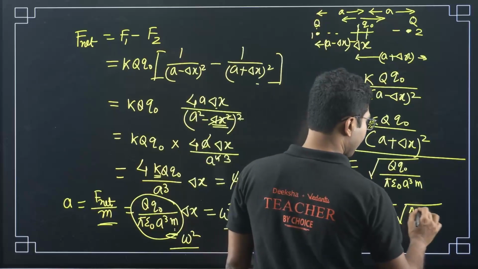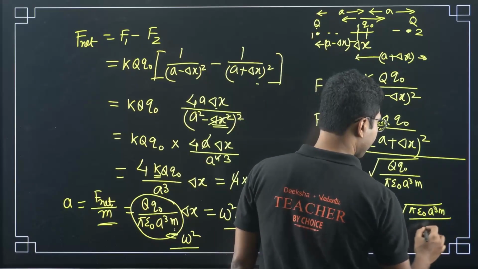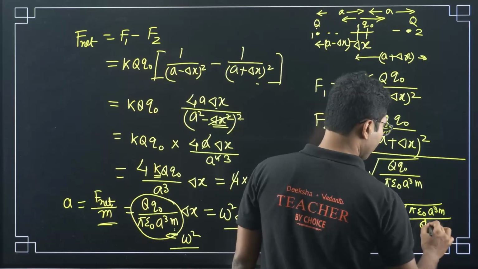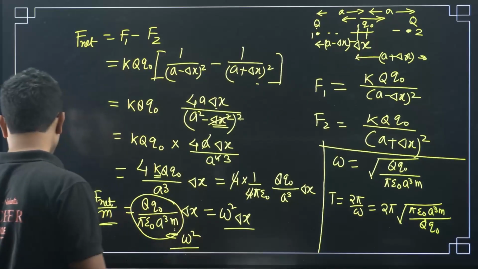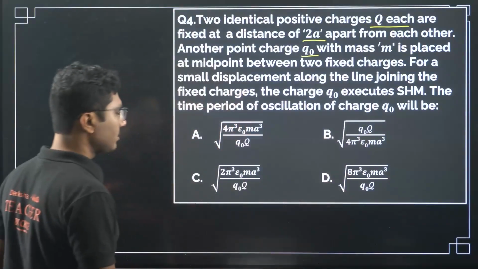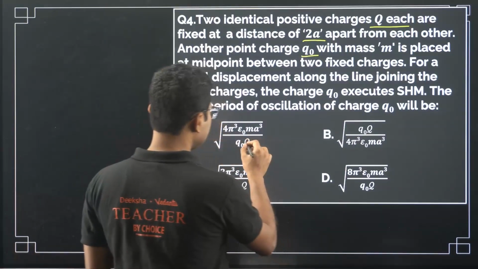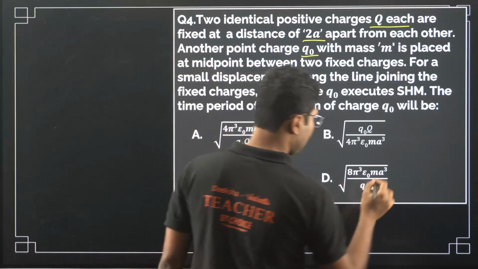So pi epsilon naught a cube m divided by q naught. Now if you see the options, 2 pi is not given in the common term. Okay, so I think this is nothing but capital Q. That's why it's coming like this.